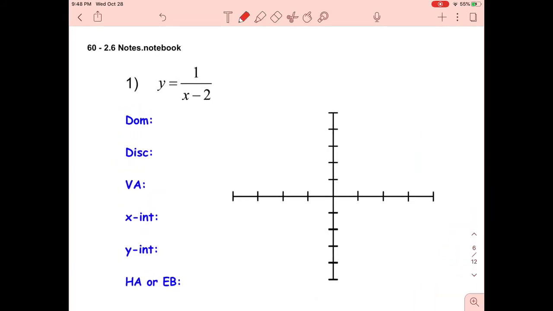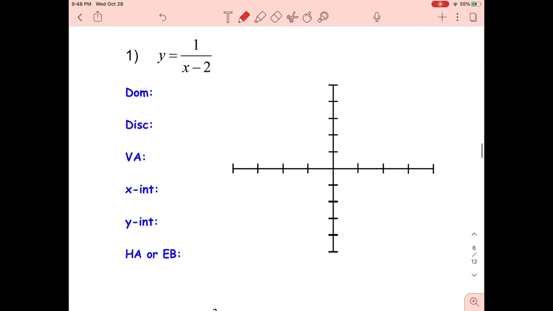Okay, here's the first problem in your homework. In case you were not sure how to do it, we'll show you how it's done. So the first thing you do is look at the domain. It's going to be all reals. X cannot be 2. We know that that will be an infinite discontinuity, and that'll be at x equals 2. The vertical asymptote will be x equals 2.